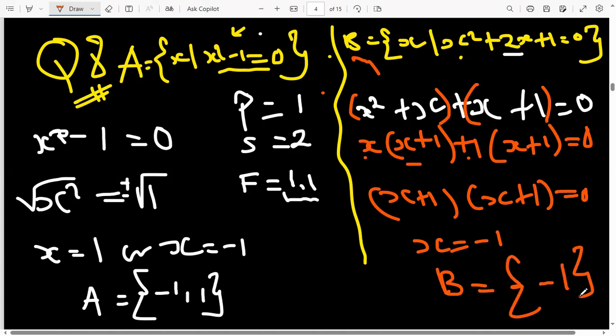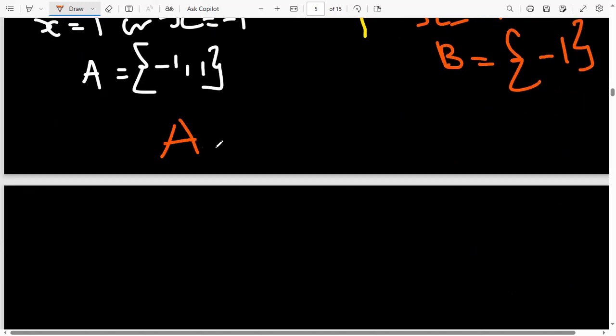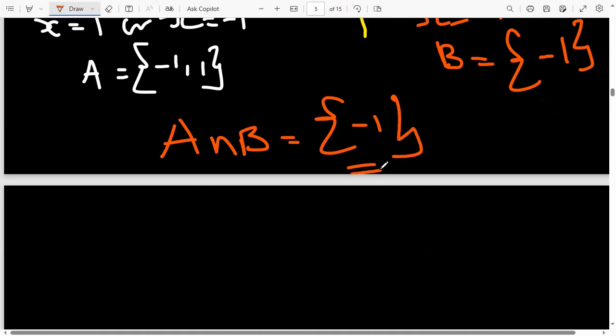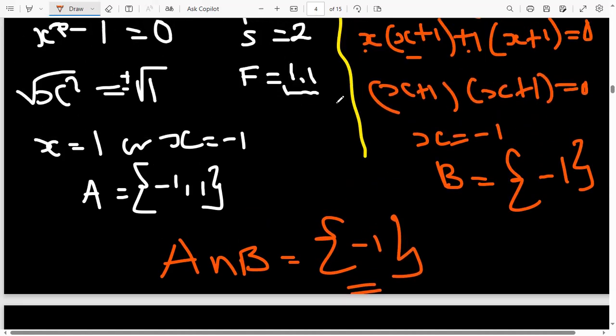Okay, so now after finding the elements of A and the elements of B, we can now find their intersection. The intersection of A, intersection B, will just be minus 1, because you can see that minus 1 is here and it's also there. So this will be our intersection. Okay, so that's how you do it. Know how to interpret the set builder notation, find the elements that are in those sets, and then you can find the intersection at the end.